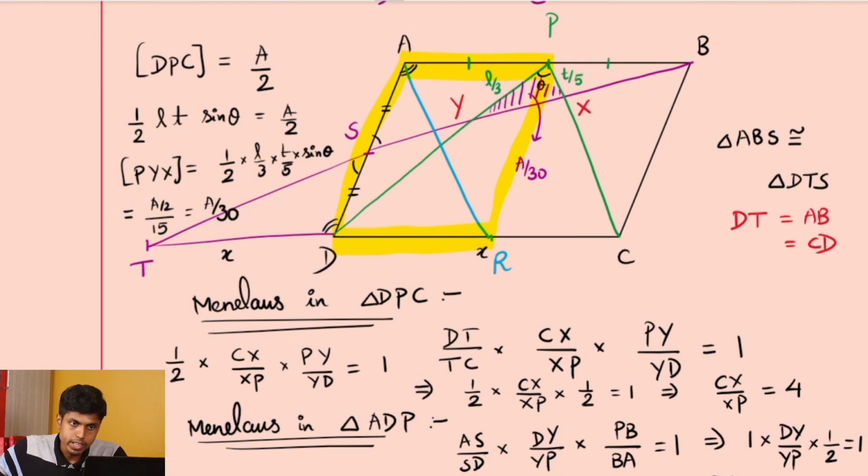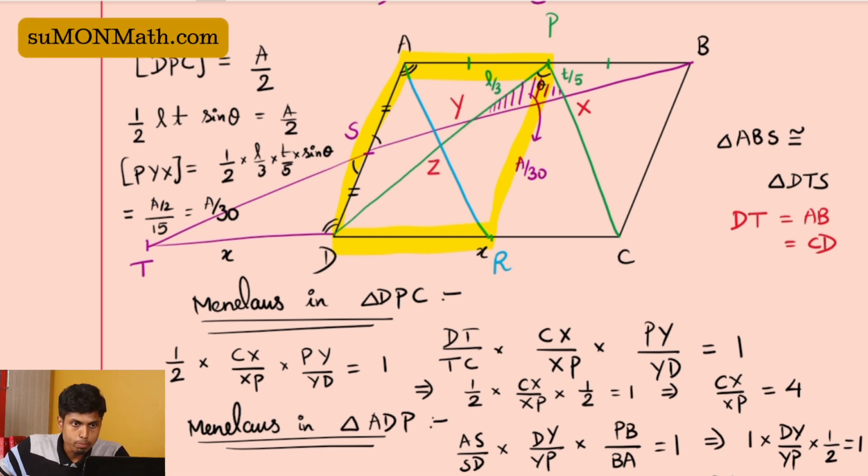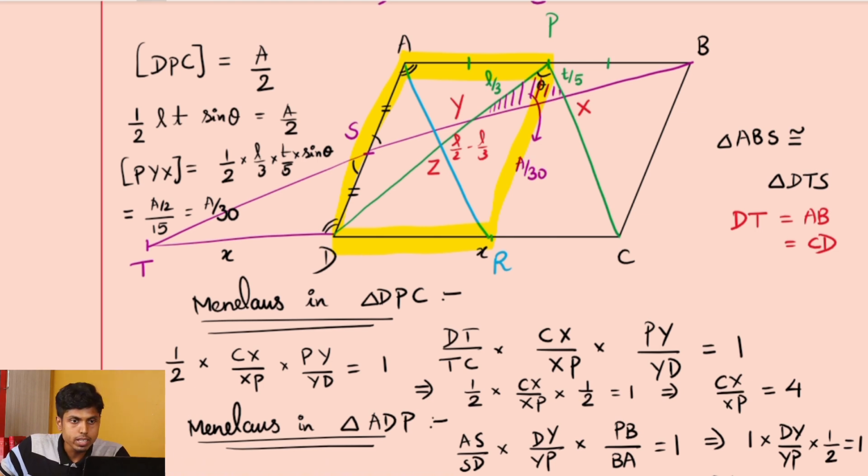And now we got something interesting. This length is just L by 2. Let's name it with something, maybe Z. So, PZ is L by 2. Therefore, YZ will be L by 2 minus L by 3, because PY is L by 3, which makes it L by 6. YZ is L by 6. Notice that if we consider the intersection of BS with AR as W, then the smaller triangle WYZ is similar to PYX.